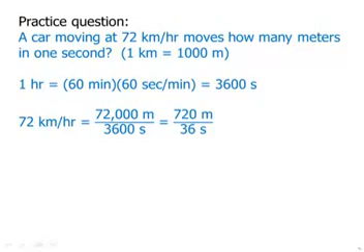We'll cancel some zeros. Now notice that 72 is just 2 times 36. So 72 over 36 is 2. 720 over 36 has to be 20. So 20 meters per second. So it moves 20 meters in 1 second.